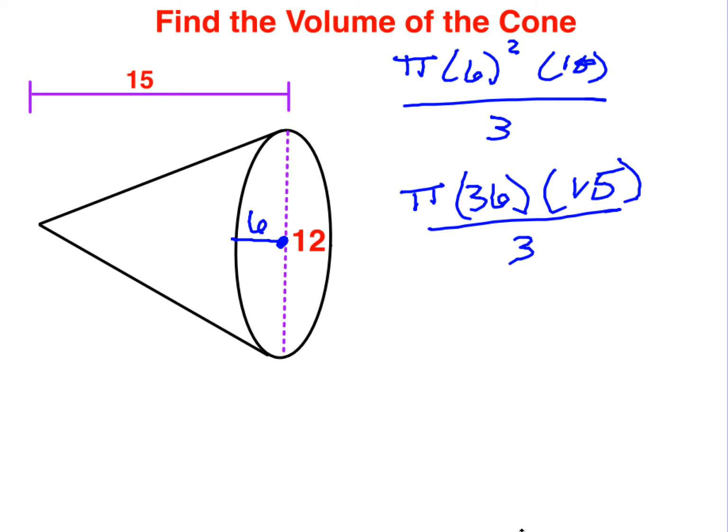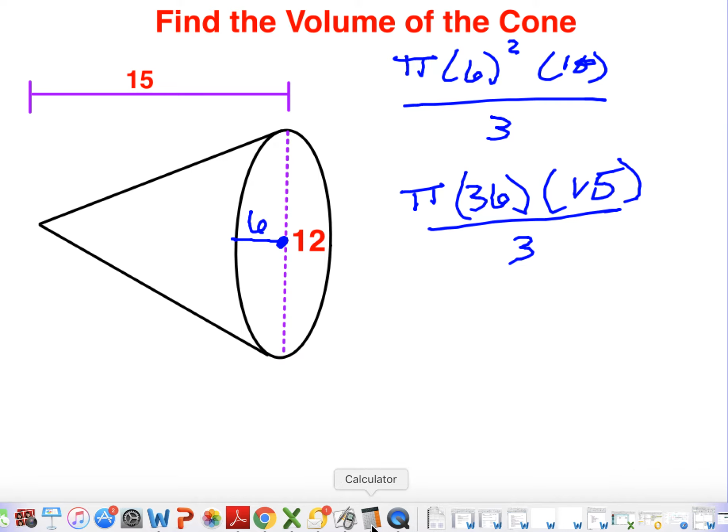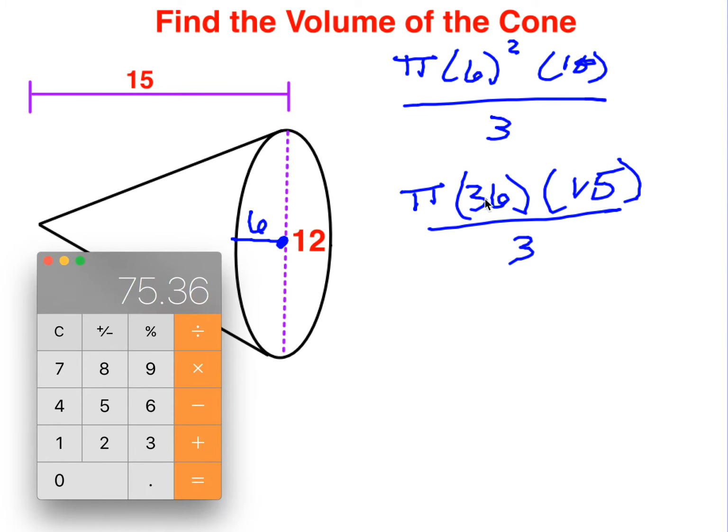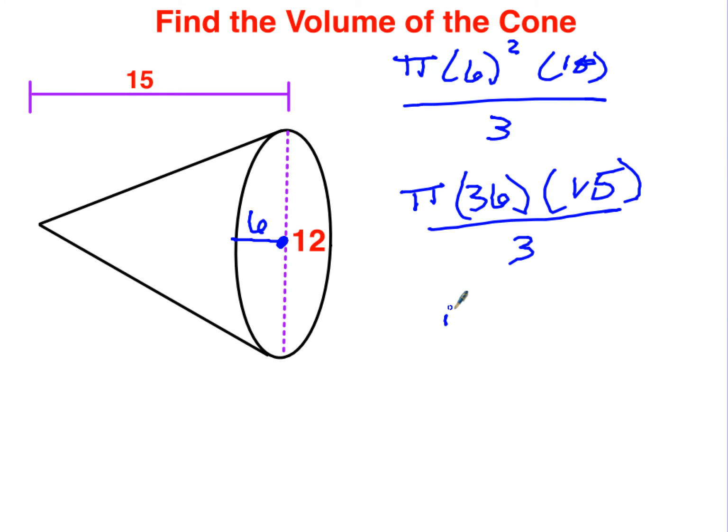So now I get to do 36 times 15 in my calculator. I could show you a quick trick, but actually, I don't want to show you the shortcut. So I'm going to do 36 times 15, and that's going to give me 540. So now I've got 540 times pi divided by 3.